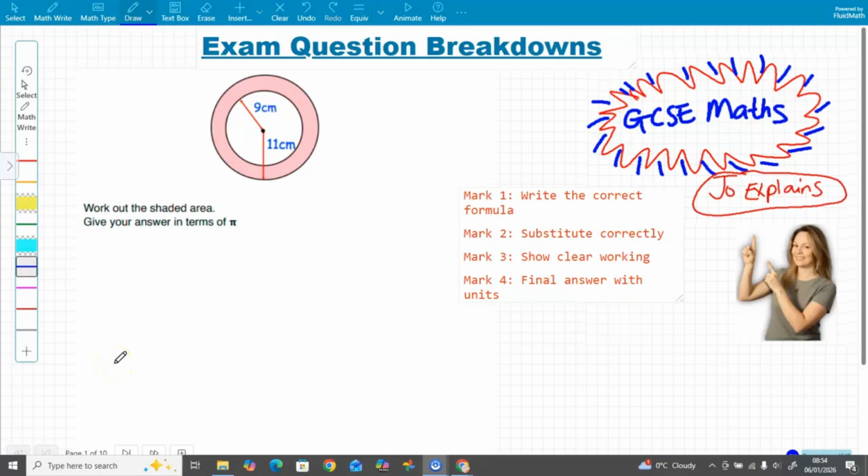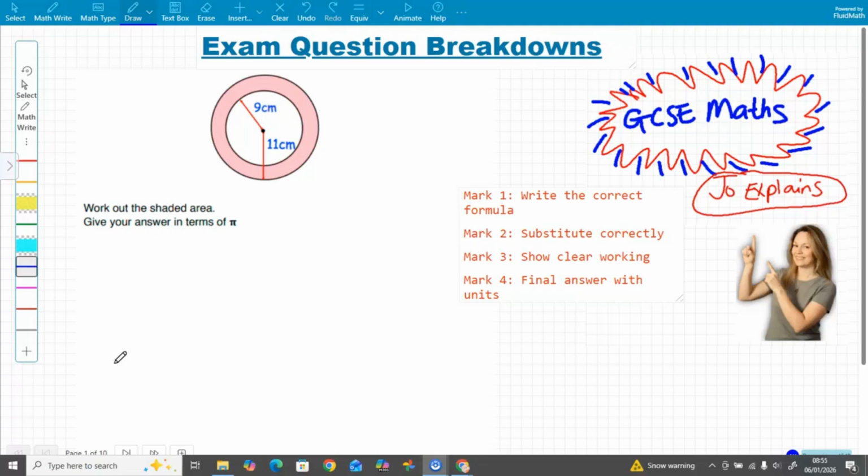Hi everyone, so today I'm going to look at an exam question. It's a 4-mark question. So what I've done is I've put the question here and I have written how the examiner would award you full marks for it, and we're just going to go through what that looks like in terms of writing it out in the exam.